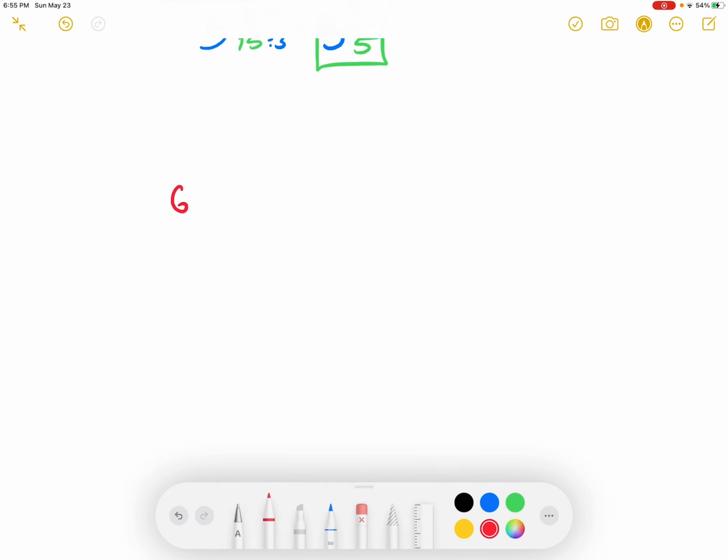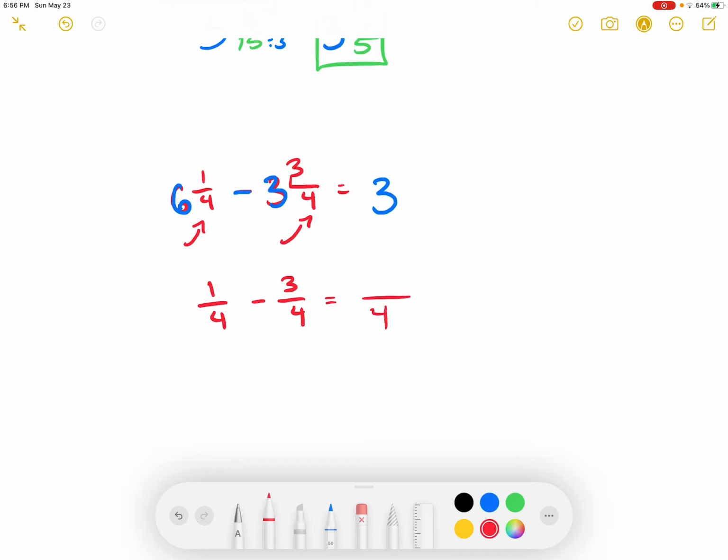All right, let's try another one. Let's say I had 6 and 1/4, and I want to take away 3 and 3/4. Well, most of the work is already done because I have common denominators, so I can get straight to it. First, I'm going to subtract the whole numbers. 6 minus 3 is 3 wholes. And then I need to do 1/4 minus 3/4, the fractions. So they have common denominators, so it's going to be 4. 1 minus 3, ooh, this is interesting. I've got a negative, and I can't have a negative here.